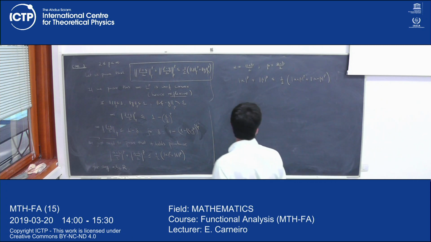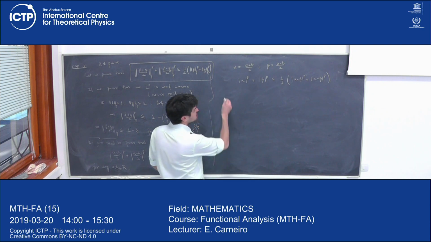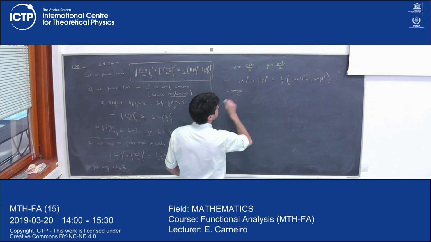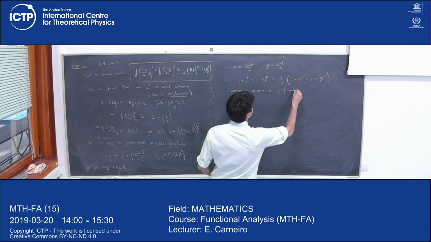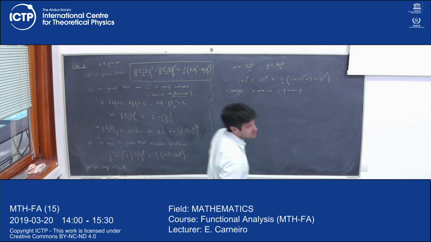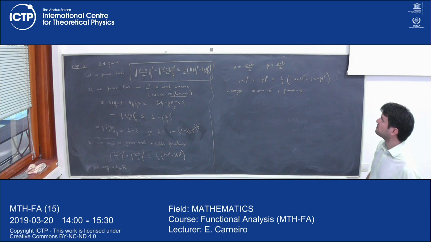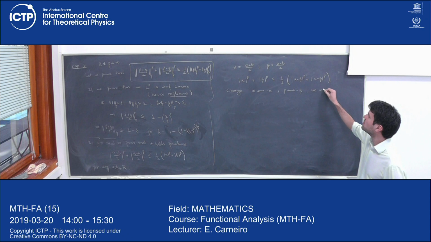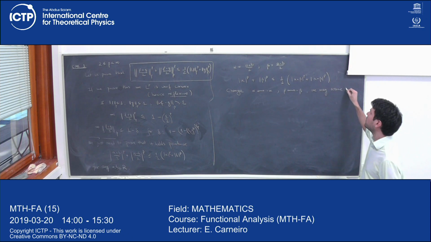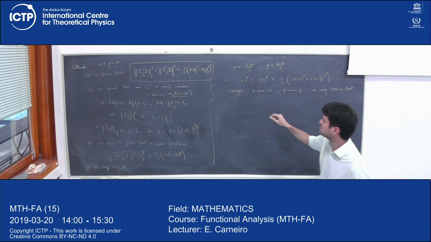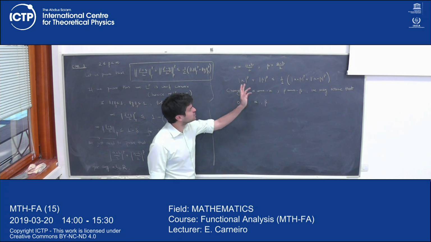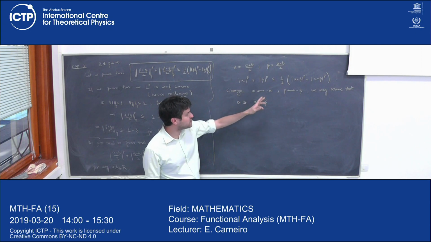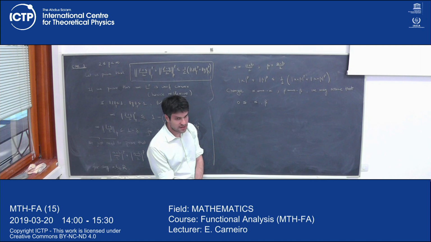Let's try to prove this. I may change alpha to minus alpha and beta to minus beta freely, and therefore I may assume that alpha and beta are positive. So I can change alpha by minus alpha, beta by minus beta, so I can assume that both of them are positive. Is that correct?